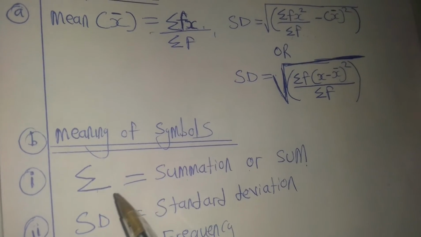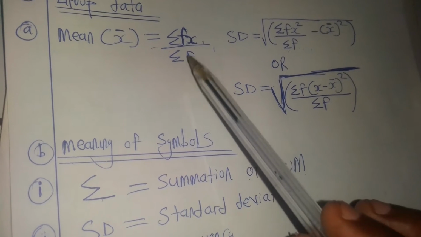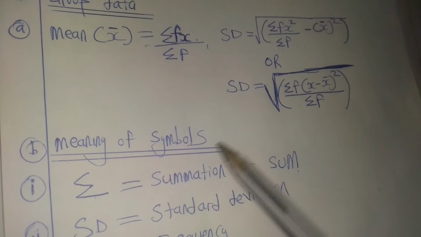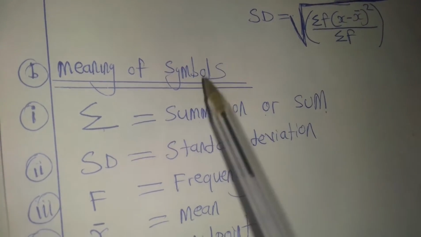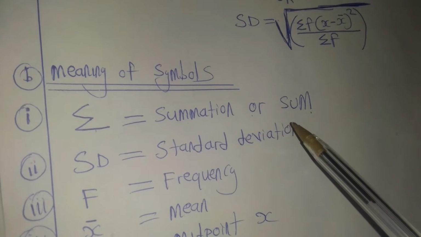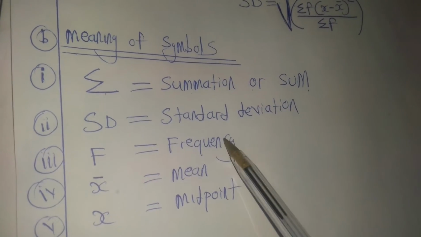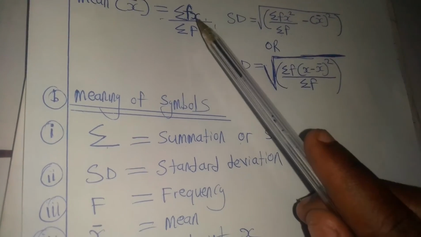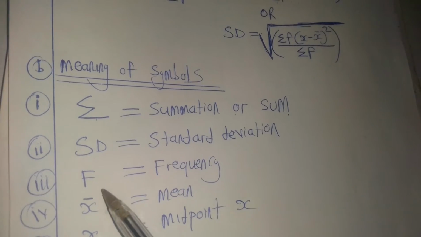Meaning of symbols. This symbol which you can see on the mean and down here, and also on this side, means summation or sum, meaning to add. SD represents standard deviation. F represents the frequency, the F here, and here, and here.